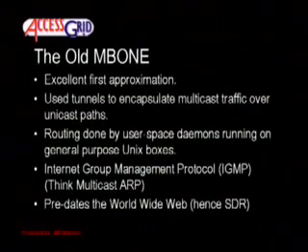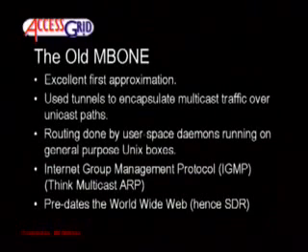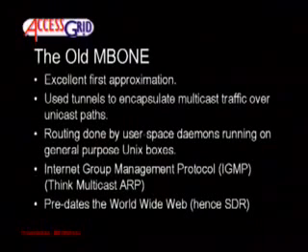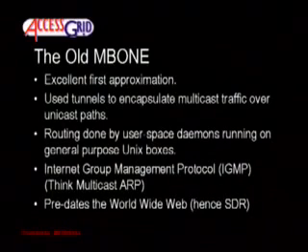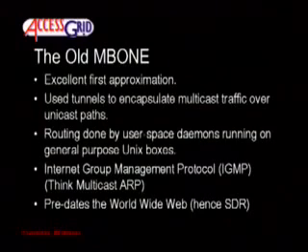Okay, some of us may have heard of the old M-bone. Some of us may still be on the old M-bone. The slide here used to be why the M-bone should go away, and somebody yelled at me and they were right. The old M-bone is an excellent first approximation. This hadn't been done before, and so it's really hard to fault the people who started it. The M-bone architecture used tunnels to get multicast traffic across the unicast-only network, the old internet. The routing was done, again, this was an experiment, by user space daemons run on general purpose Unix boxes, typically Sun 3s.